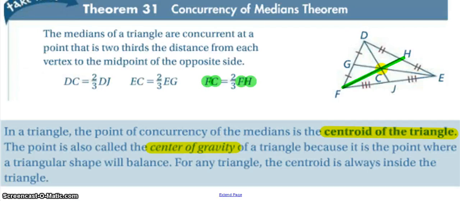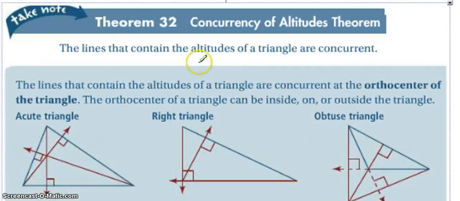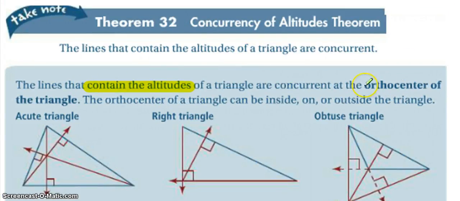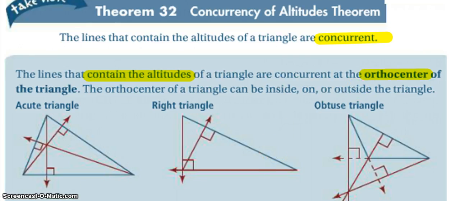So quickly, I'm going to jump back here to remind you that the point of concurrency of the medians we call the centroid. But now we're going to talk about the point of concurrency that contains all the altitudes, and that we call the orthocenter of the triangle. So where all 3 altitudes meet, because all 3 altitudes will be concurrent, where they meet will be the orthocenter, and this again could be inside, on, or outside of the triangle.